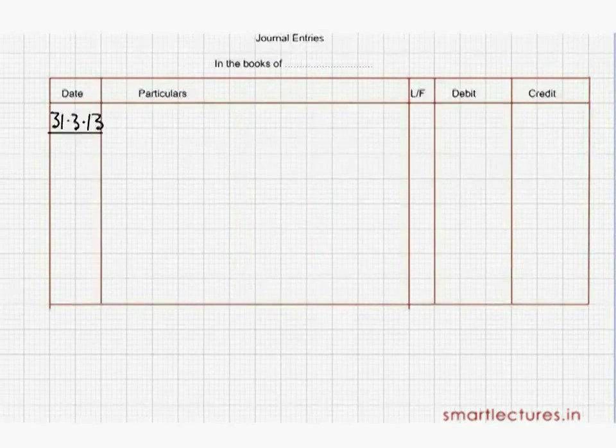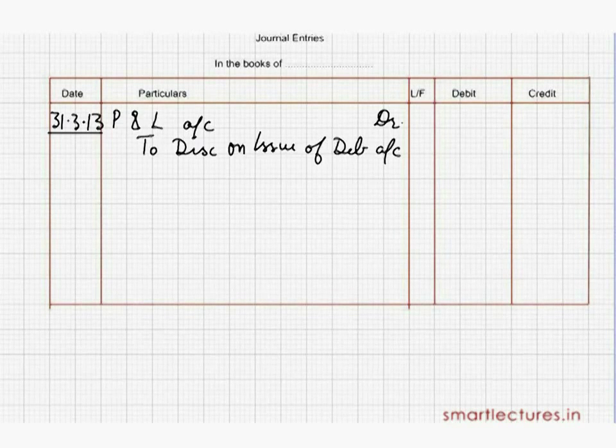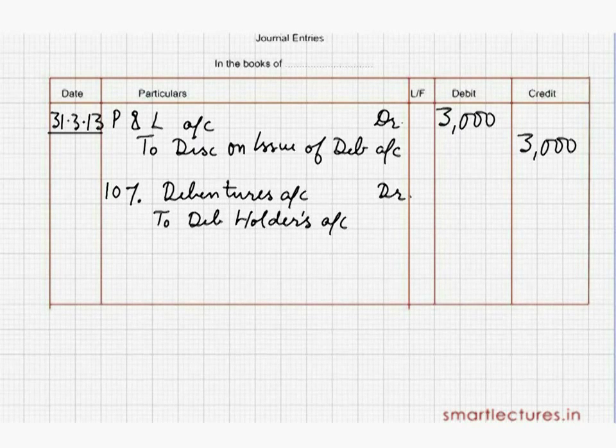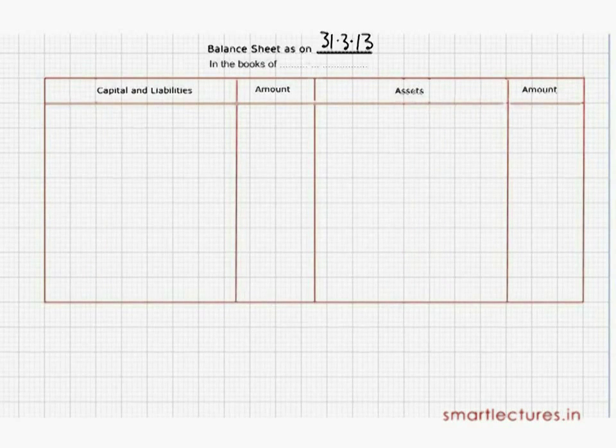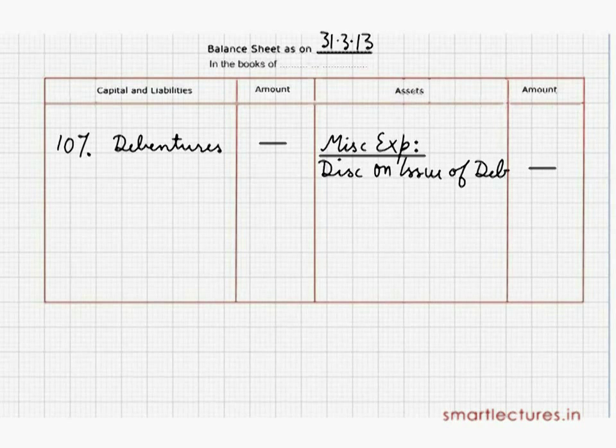On 31st March 2013. Today we have to do two things. One, journal entry for writing off discount account, and number two, we have to redeem the debentures account. So the journal entry will be profit and loss account debit to discount on issue of debentures account, 3,000 rupees, and debentures account debit to debenture holder, bank, 90,000 for these journal entries. And what will be the balance sheet? On liability side, 10% debentures account, nil. And on asset side, discount on issue of debentures account, nil.